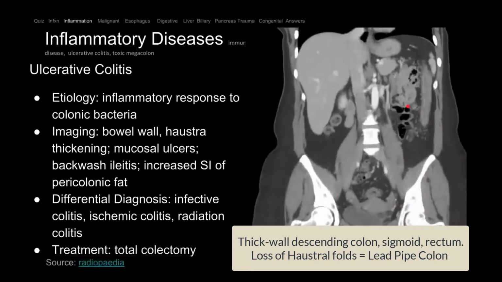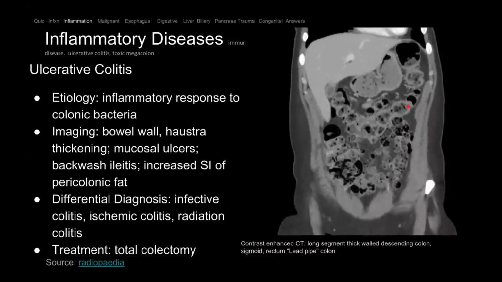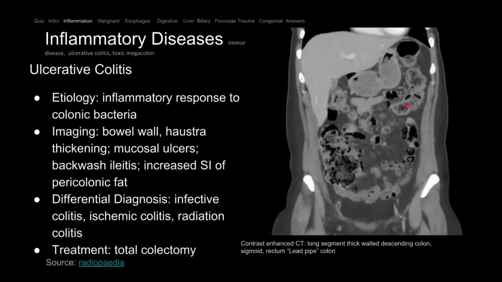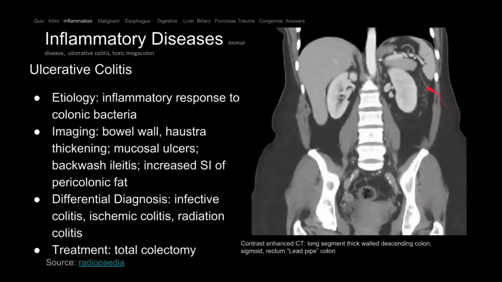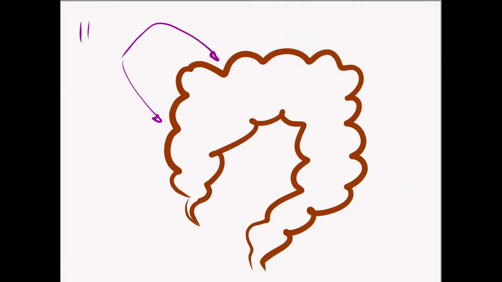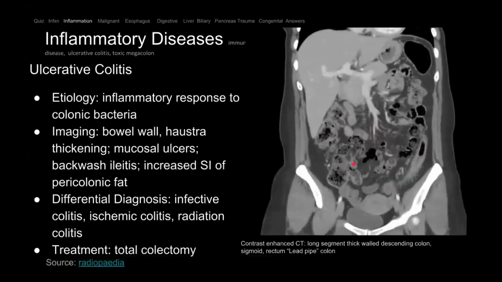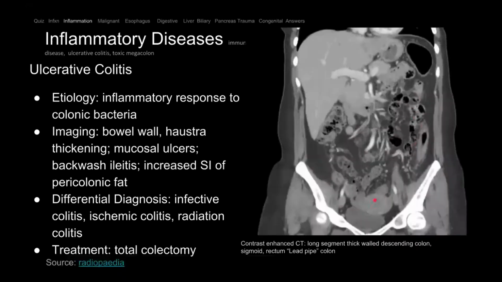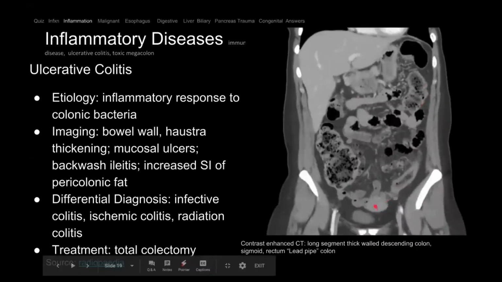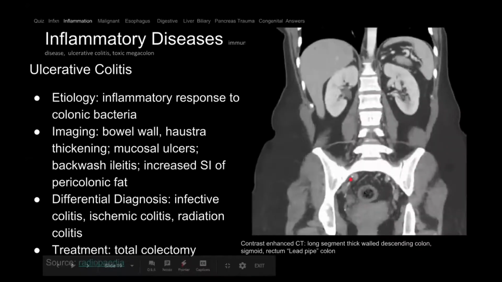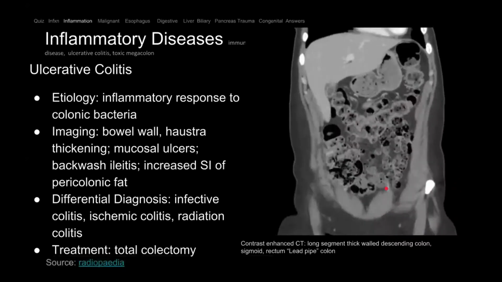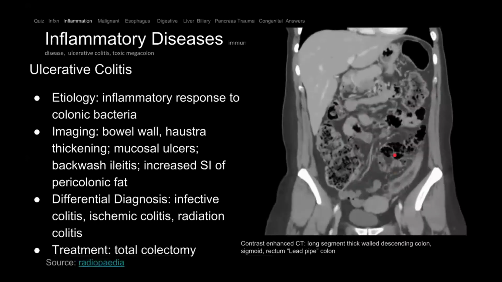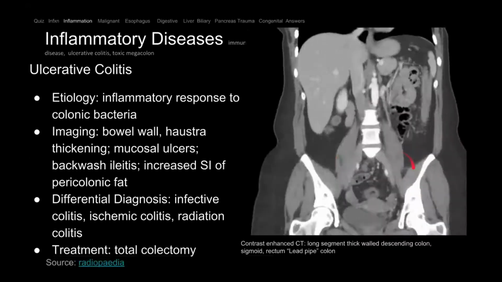So this is called lead pipe colon. We see this with ulcerative colitis. They lose normal haustral folds. So here's the normal haustral folds. And you lose that. You lose all that. So you lose the normal morphology. The wall becomes sort of straight and narrow, and that's what ulcerative colitis is. And in severe cases, the only way to really correct it long-term is to do a total proctocolectomy.